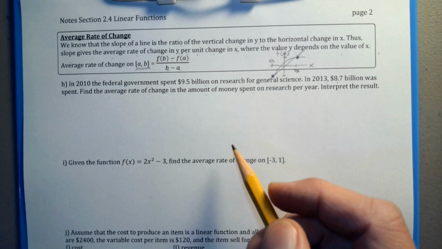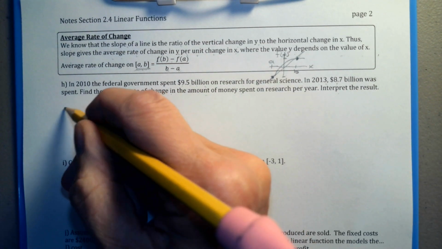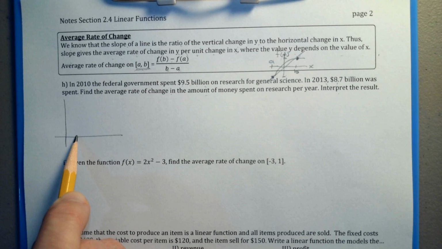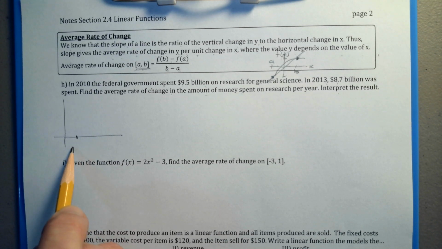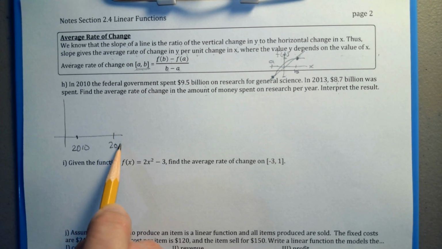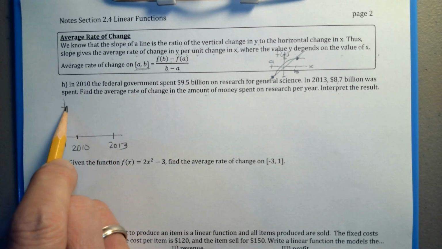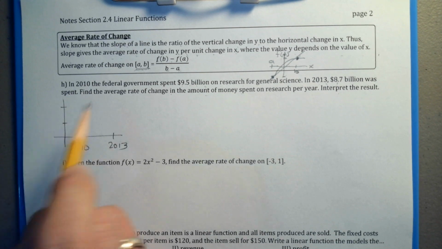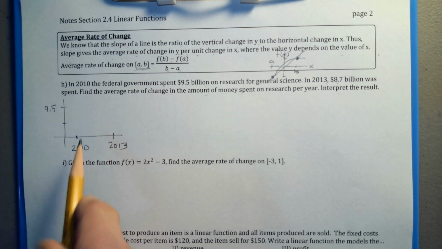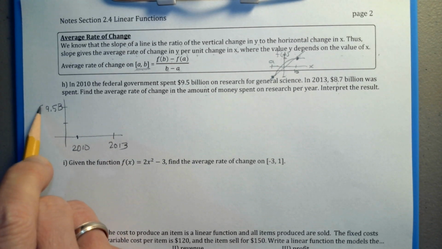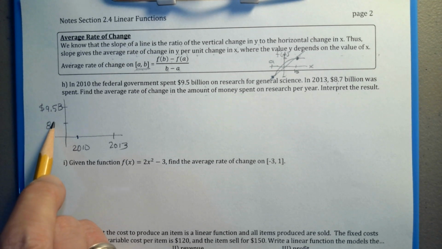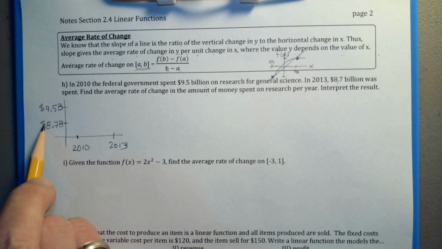Okay, so let's make just a rough graph here, so you can help visualize this. So in 2010, and then this is 2013. Again, this isn't necessarily all to scale. So 9.5 billion dollars is up here, and then this is 8.7 billion dollars, and that's down here.